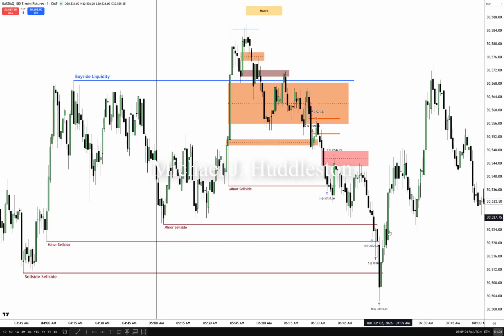Buy side imbalance, sell side inefficiency. Don't forget your little volume imbalance. And then rally up and back in here.